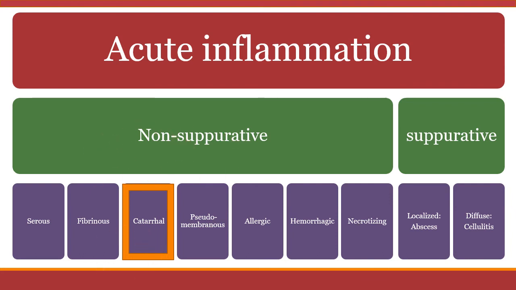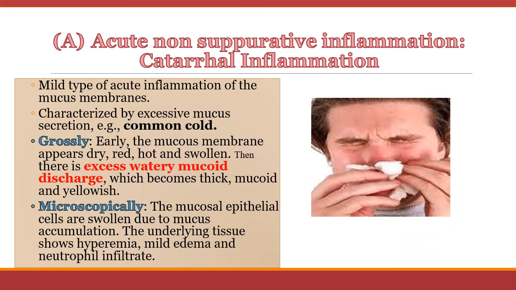So what is catarrhal inflammation? Catarrhal inflammation is a very mild type of inflammation of the mucous membranes, such as the mucous membranes of the nose and the mouth. It's a very common thing that we see in cases of common cold. In cases of common cold, we have a lot of mucus secretion, and this is the hallmark of catarrhal inflammation, because the mucus-secreting epithelium, when it is irritated, secretes a lot of mucus.